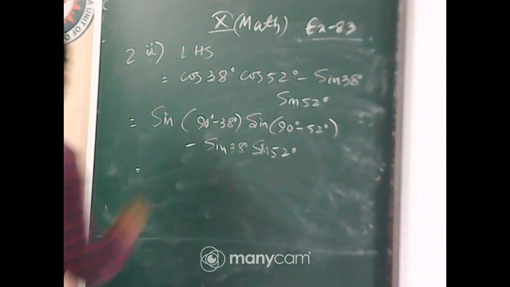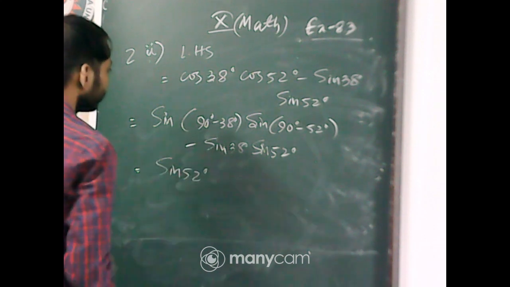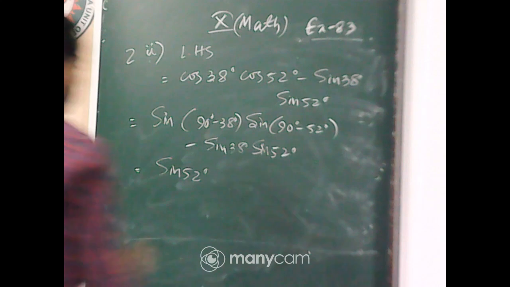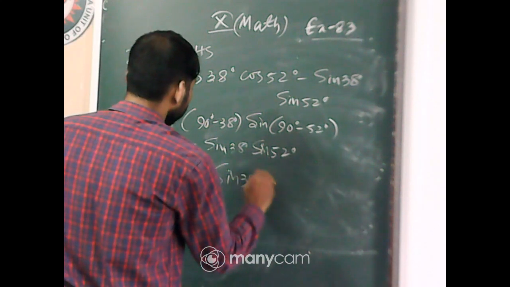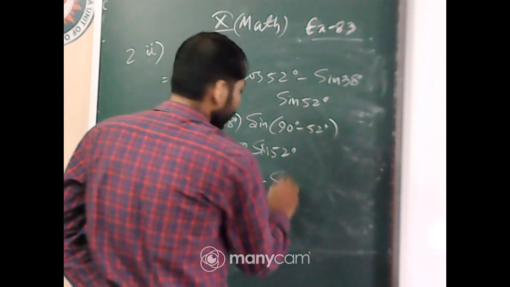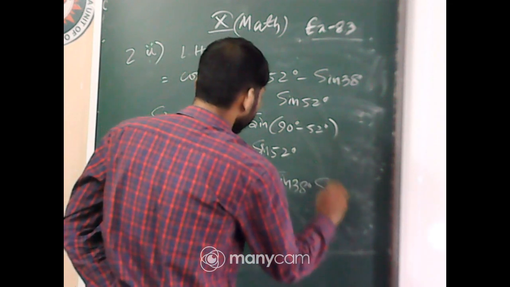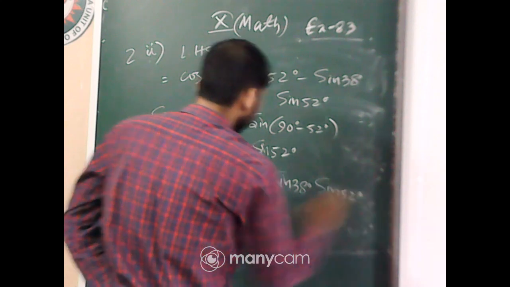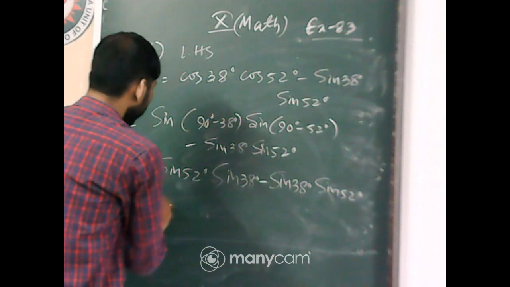So the first one will be sin 52 degree into sin 38 degree, minus sin 38 degree into sin 52 degree. Okay, so these two are same. When same things are subtracted, it will give you 0.